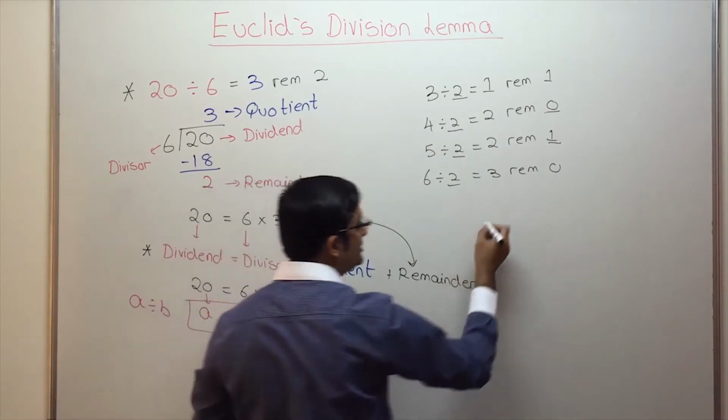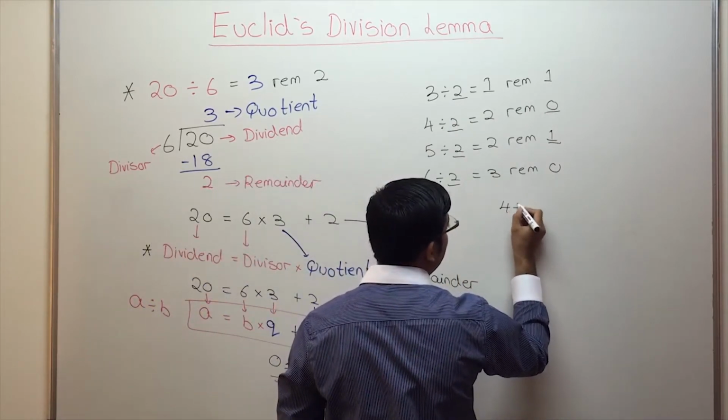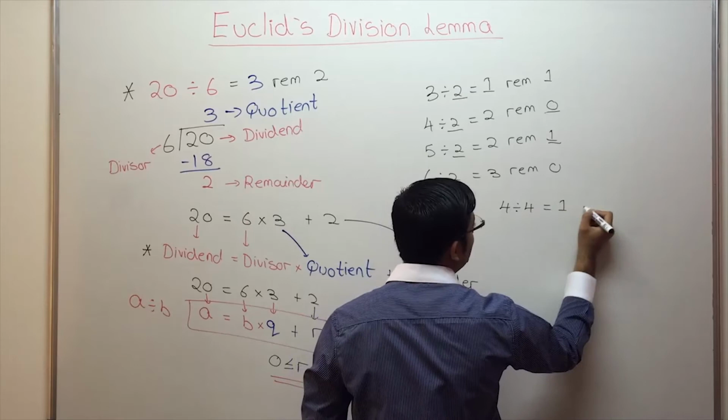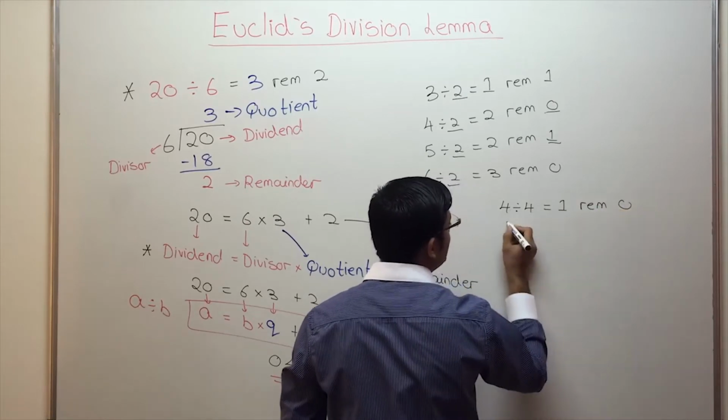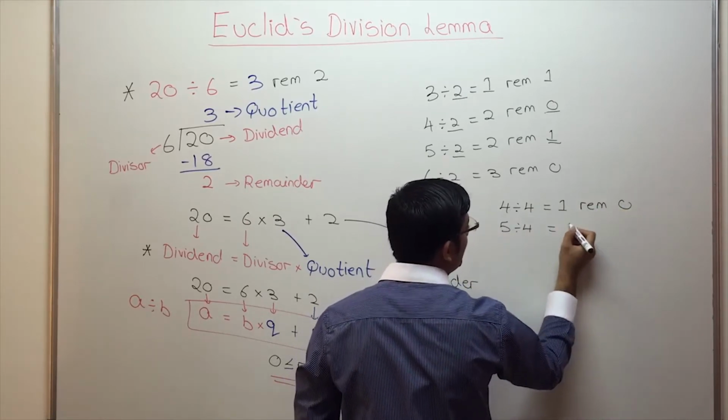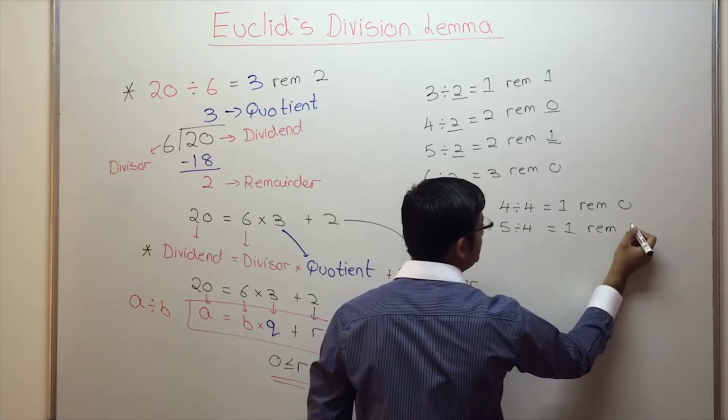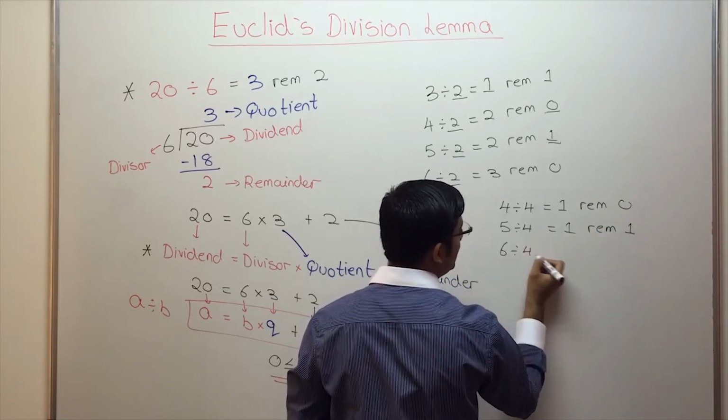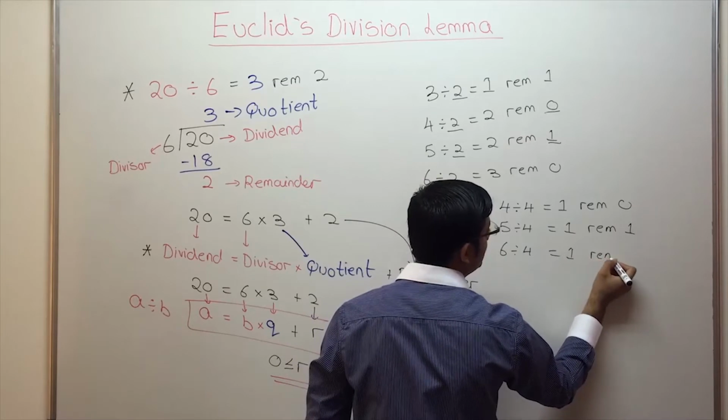Let me take more examples. Let's say I have 4 divided by 4. It is 1, remainder 0. Next, 5 divided by 4, 1, remainder 1. Then 6 divided by 4, 1, remainder 2.